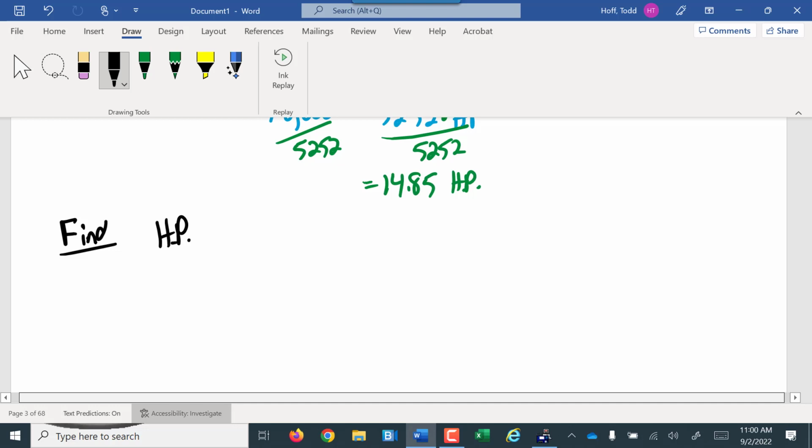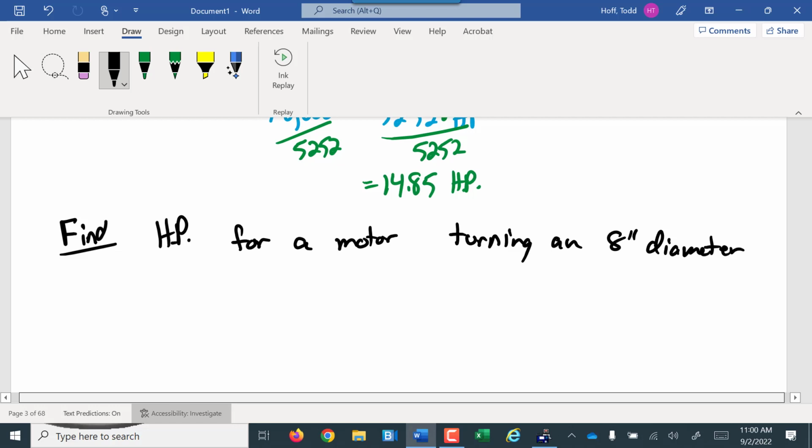So we're going to find the horsepower for a motor turning an 8-inch diameter winch at 13 RPM to lift an 1,800-pound load.